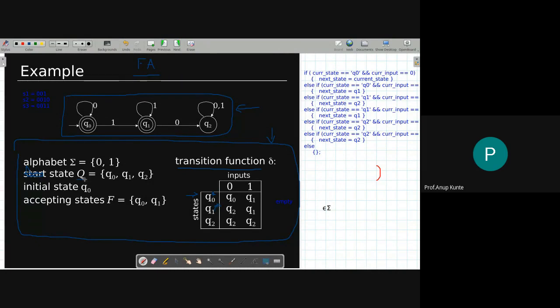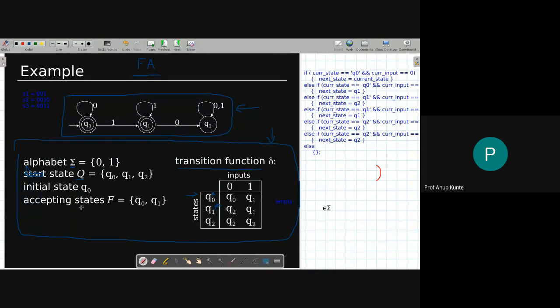Capital Q stands for the set of states. Sigma stands for 0, 1. Capital F or capital A generally stands for the set of final states, and then we have Q0 denoting one of the states as the initial state. The delta symbol represents a mapping from Q cross sigma to Q. That is, the current state and current input are mapped to the next state the device is going to be in.